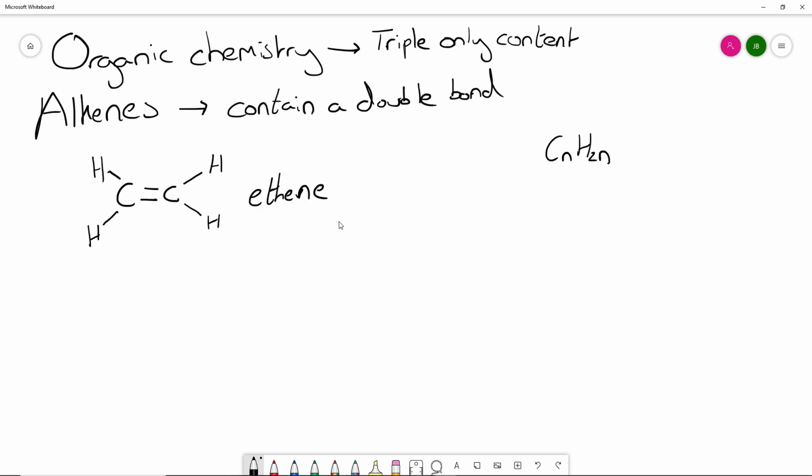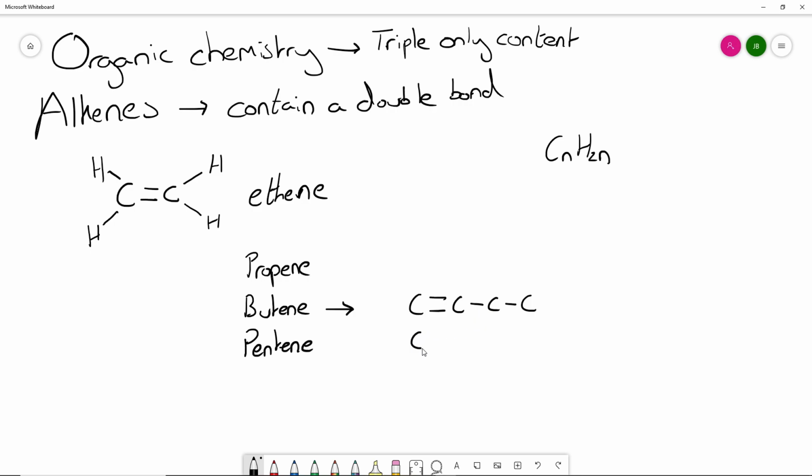Now you need to know the first 4, so that'll be ethene, propene, butene, and pentene. This has got 3 carbons, 4 carbons, 5 carbons. Now I'll just do butene, I won't do the other 2. You don't need to care where the double bond goes. It can go here. It could be like this, or it could be your choice how it is.